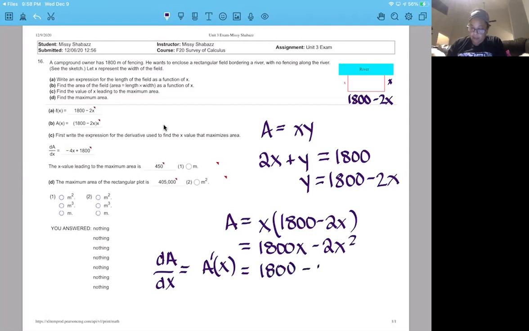So I get 1,800 minus 4x. Okay. All right. And find the x value that leads us to the maximum area. So I'm going to set this equal to 0. So I have 4x equals 1800, divided by 4, and I get x equals 450.